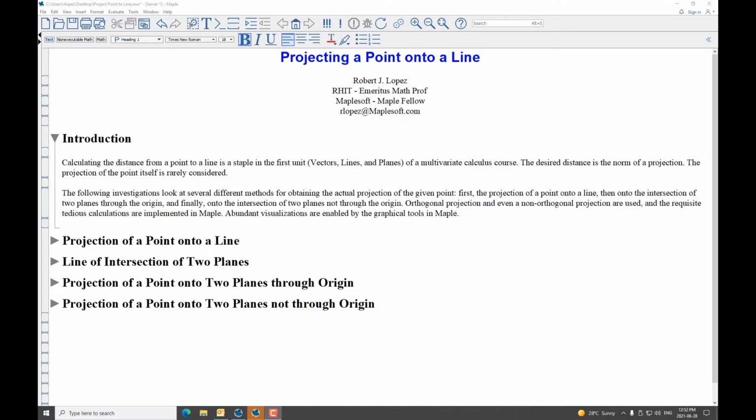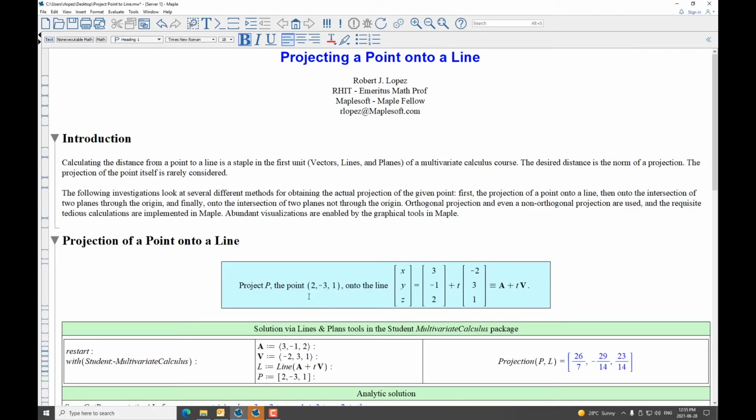All of the calculations and all of the visualizations are done in Maple, and without Maple, none of this stuff could have been done or would have been done. Let's begin by projecting a point onto a line. So here's a problem. Project this point onto this line.